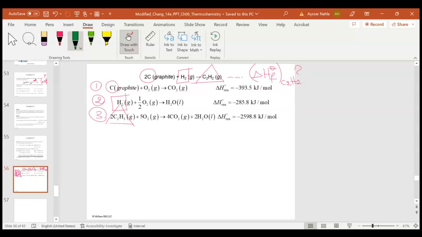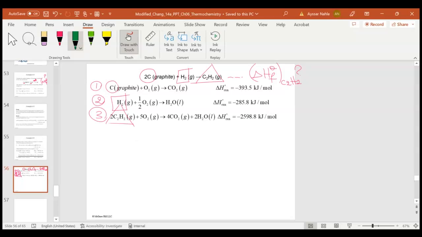Okay. Now, it means, in other words, I want to get rid of all the oxygens. I don't want to see oxygen. I don't want to see CO2. I don't want to see H2O, and that's it. I don't want to see anything that is not being labeled. Anything that has not been labeled, I'm not going to have in my final equation, and I want to cancel them.